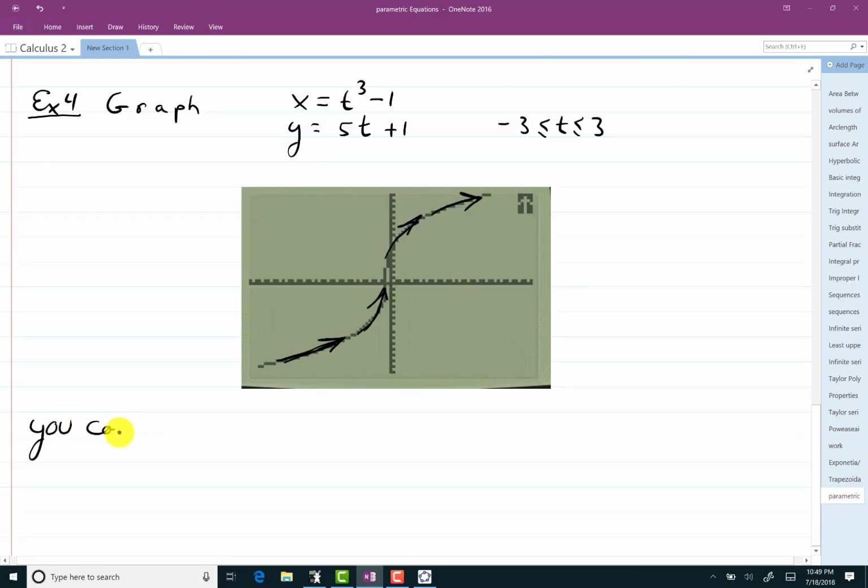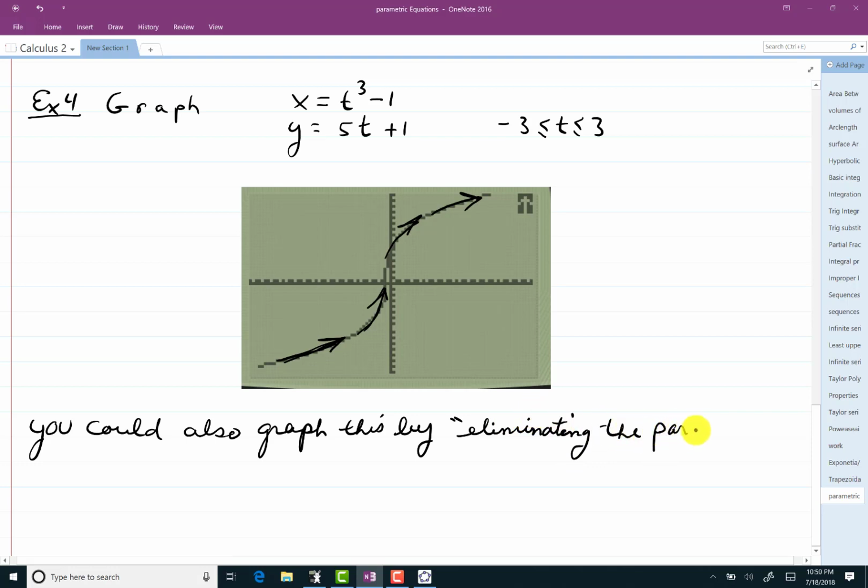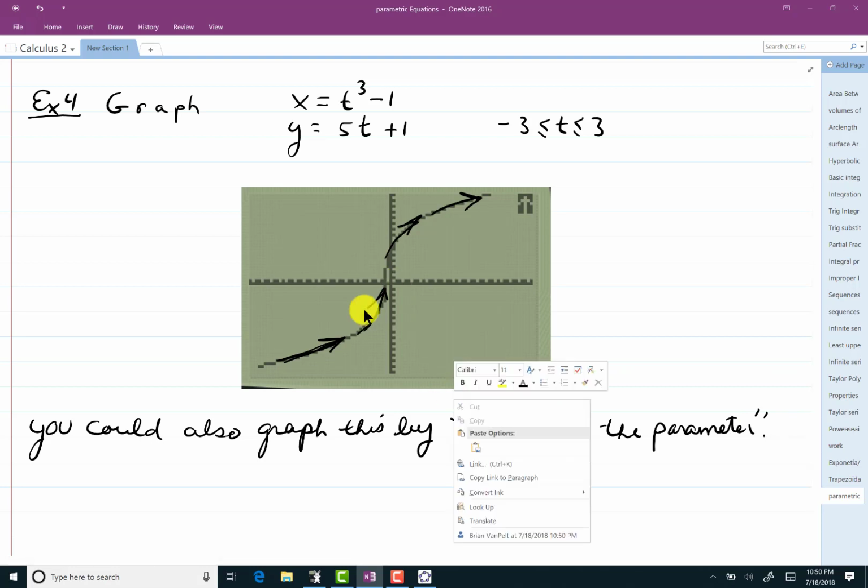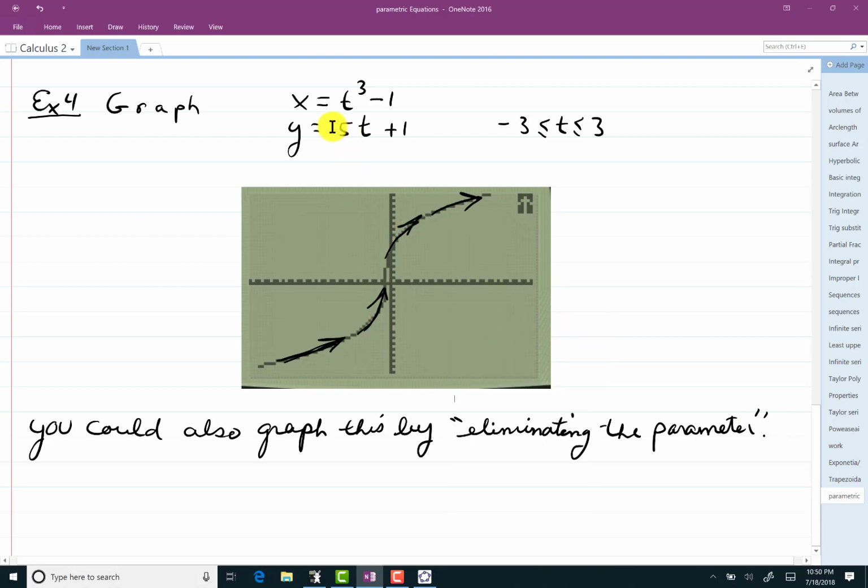You could also graph this by eliminating the parameter. That means to make the t go away. A lot of people find it easier to graph by not having a t involved. Say you didn't have a parametric grapher, for instance.